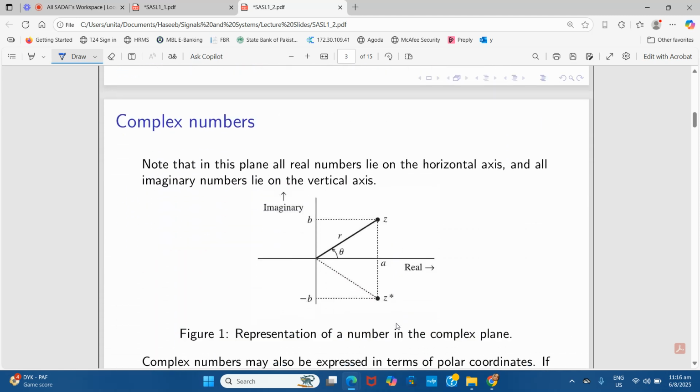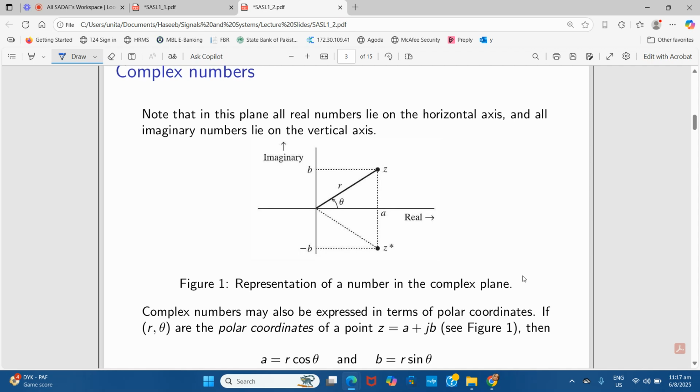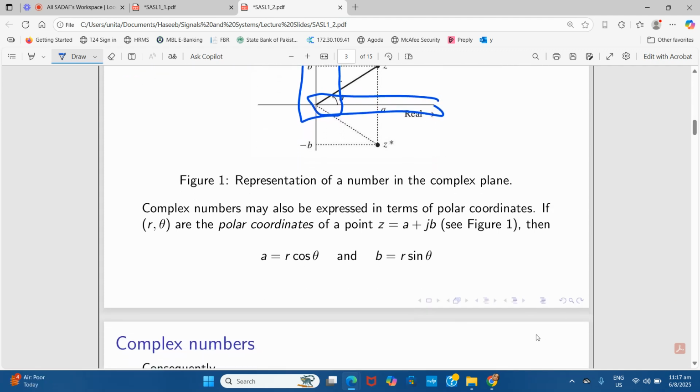We can show the complex number on the plane. All real numbers lie on the horizontal axis and all imaginary numbers lie on the vertical axis, like this you can see here. A complex number can also be represented in polar coordinates. Suppose r and theta are the polar coordinates of a point z equal to a plus jb, which is the Cartesian form. We can express this in terms of polar coordinates.